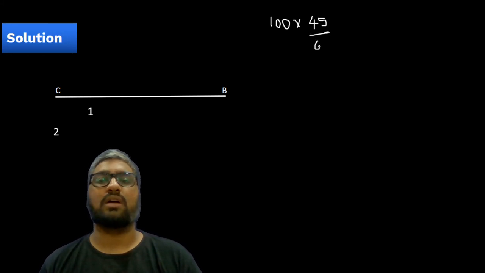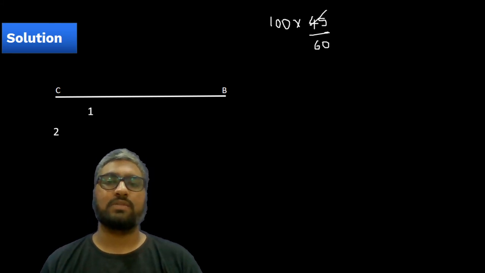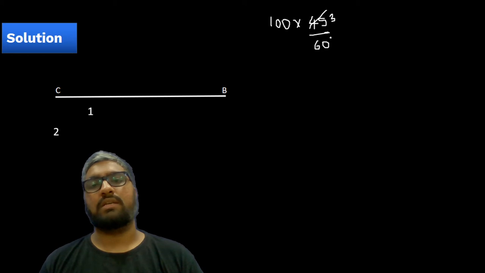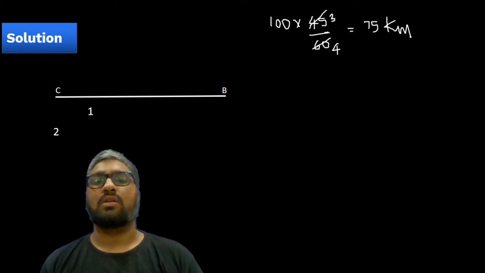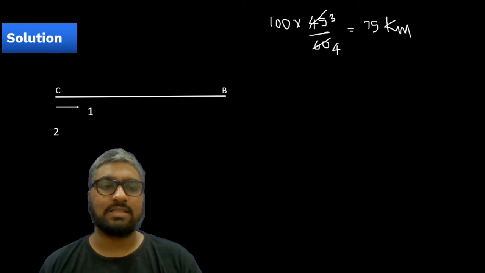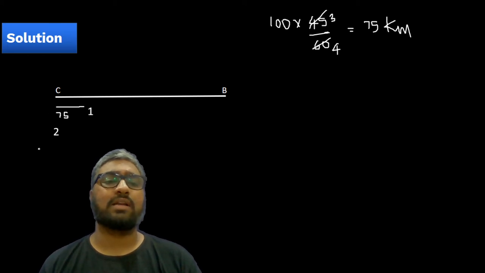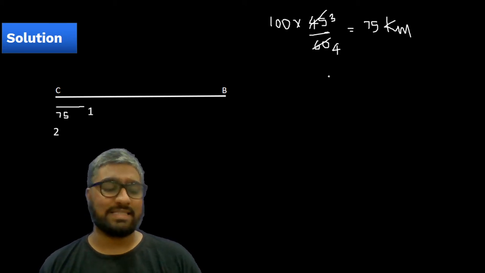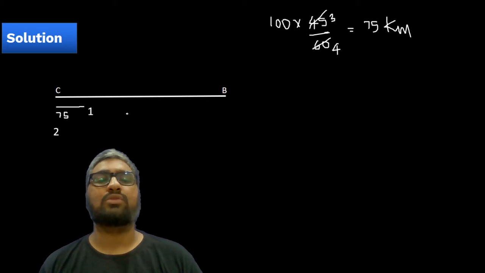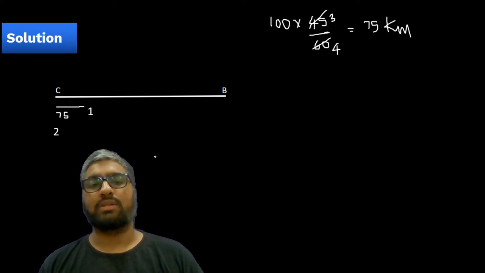Since it's in minutes, we have to convert it into hours, which would be 3/4 of 100. So 3/4 of 100 is how much? 75 kilometers. Now, what do we know? We know that this distance between them, from the second train's starting point till the first train, is 75 kilometers. This distance is enough for us to calculate the time at which they will meet. Since they are going in the same direction, do you see how both are moving towards the east?